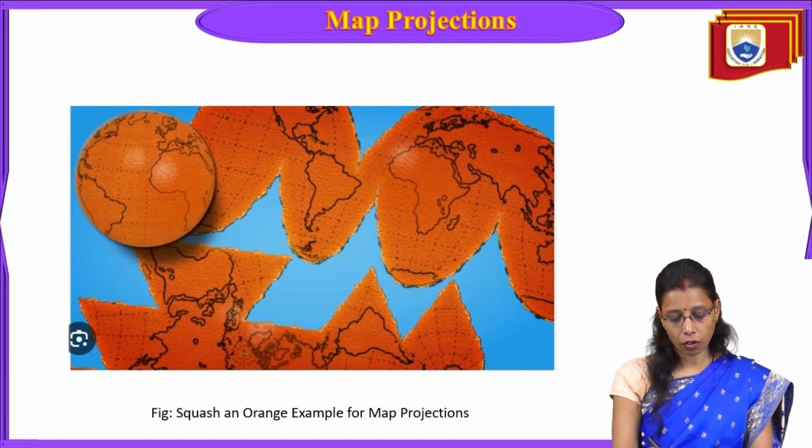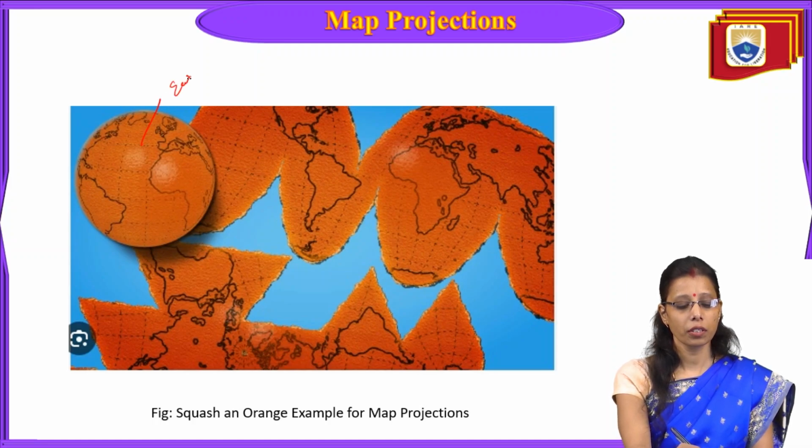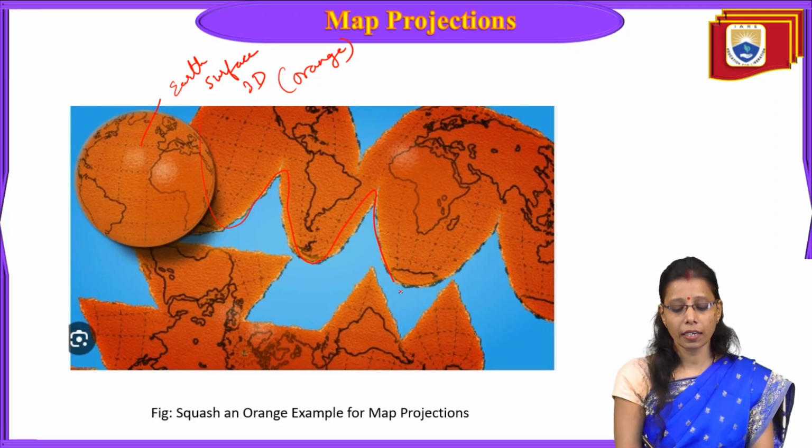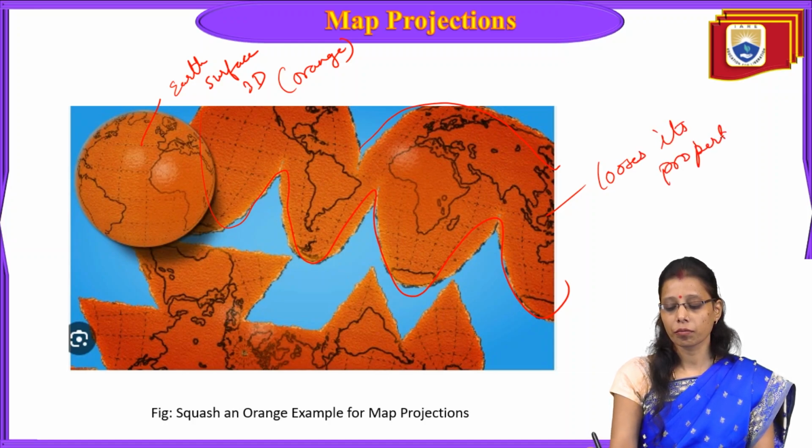So this is the example I was telling you about. Suppose this is the Earth's surface, 3D, or let us say an orange. Once you flatten it, this is how it appears. So what happens after flattening? It loses its properties.